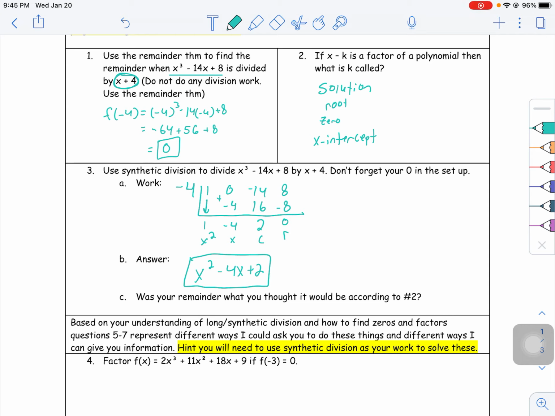Was your remainder what you thought it would be according to number 2? Yes, right? In number 2, we got a remainder of 0. In the problem we just did for division, we got the same exact remainder of 0.